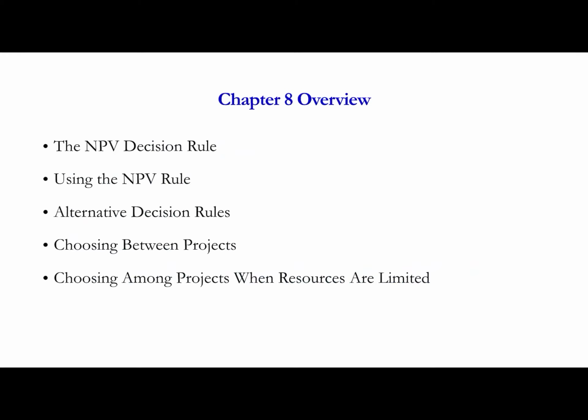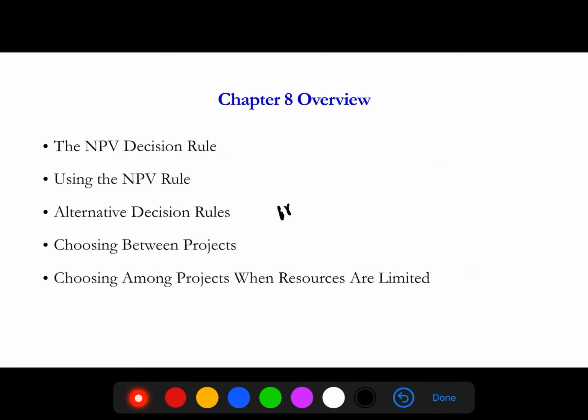After that, we are going to talk about alternative decision rules. And we will see why the NPV decision rule is superior to other alternative decision rules. The decision rules that we are going to cover are the IRR, internal rate of return rule, and the payback period rule.